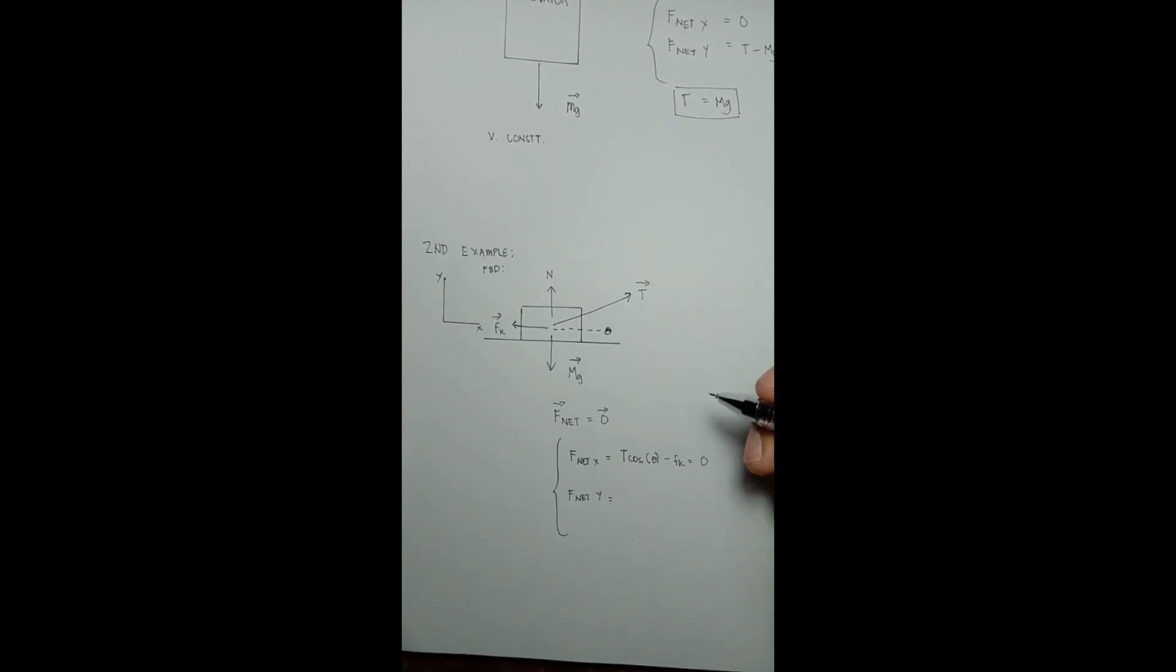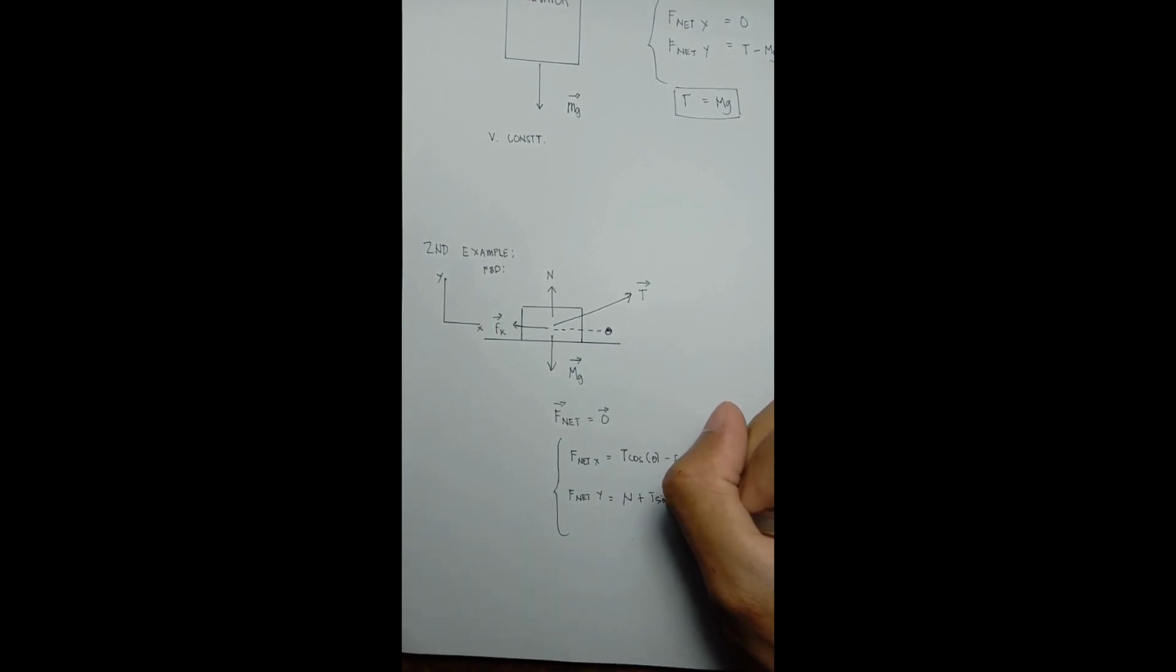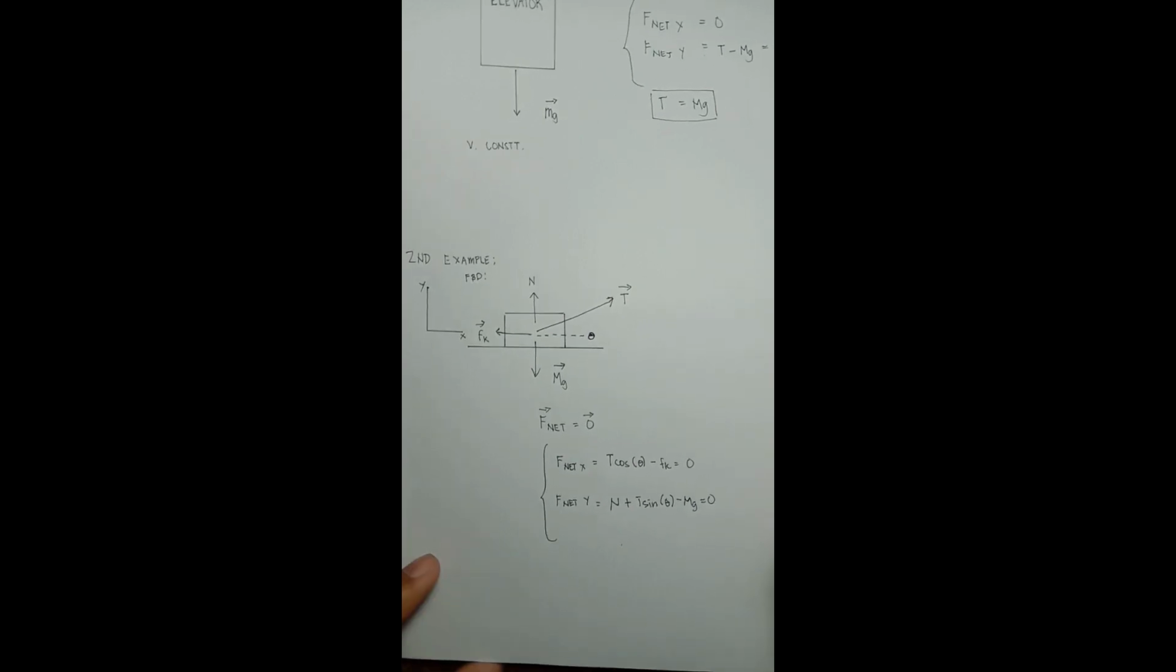So in the y direction, F net y has three terms. The normal force, and up is positive, mg will therefore be counted as negative, and the component of tension is going to be counted as positive. So we have F net y equals N plus T sin theta minus mg is equal to 0.